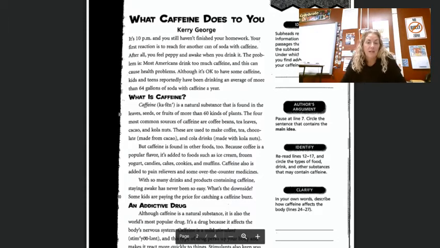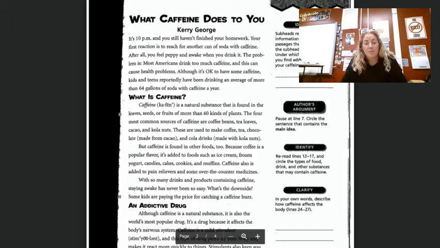What is caffeine? Caffeine is a natural substance that's found in leaves, seeds, or fruits of more than 60 kinds of plants. The four most common sources of caffeine are coffee beans, tea leaves, chocolate, and cola drinks. But caffeine is found in other foods too. Because caffeine is a popular flavor, it's added to foods such as ice cream, frozen yogurt, candies, cakes, cookies, muffins.